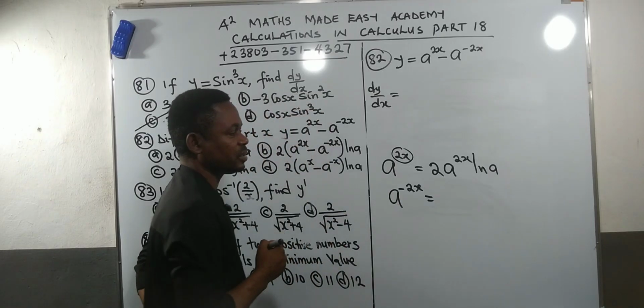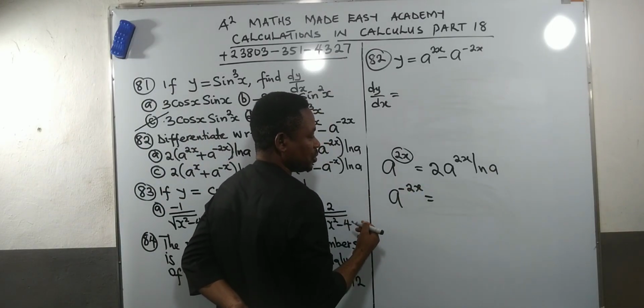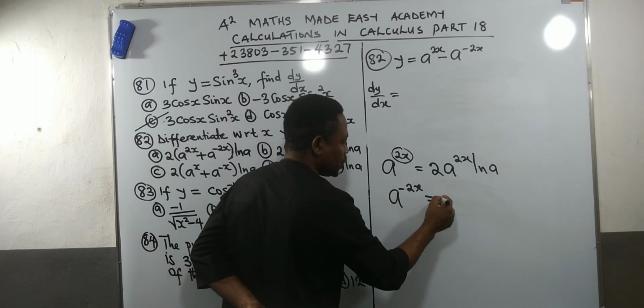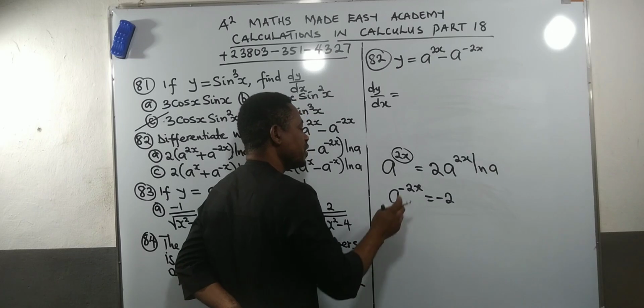Then the second one to differentiate again is a raised to power minus 2x. Then let's differentiate it. Now differentiate the power. The power is minus 2x. If you differentiate minus 2x, it will give you minus 2. Are you there now? Somebody may ask, how?